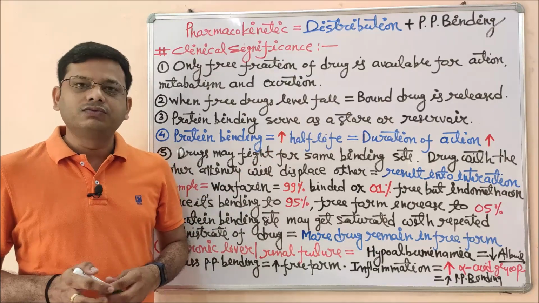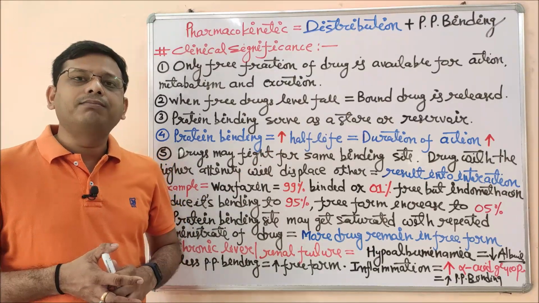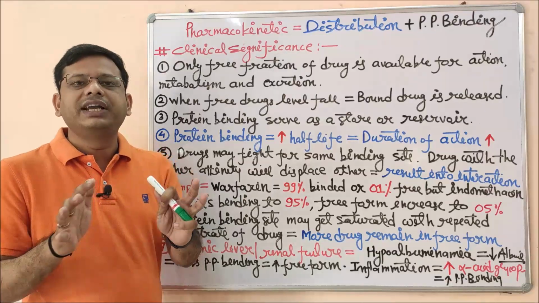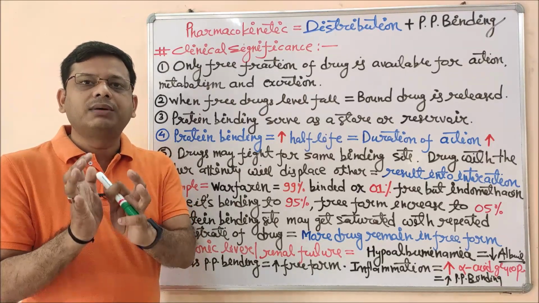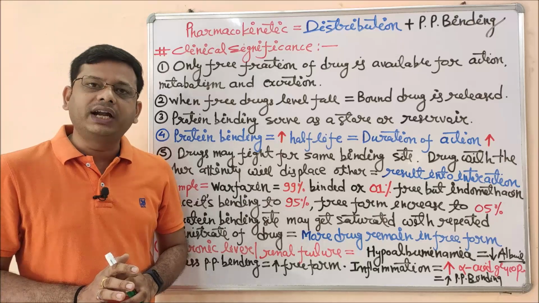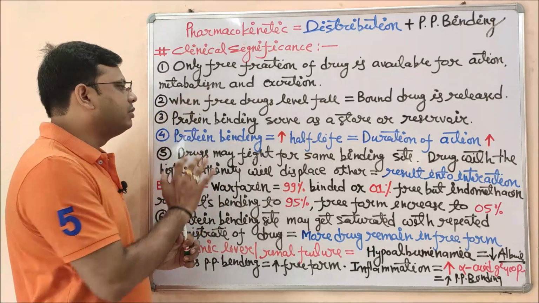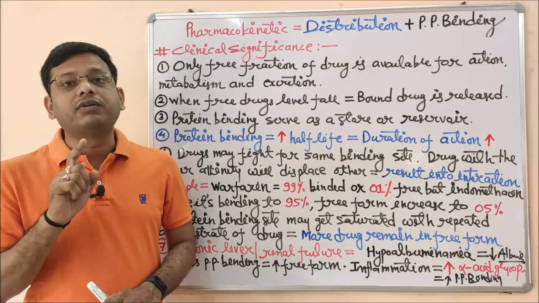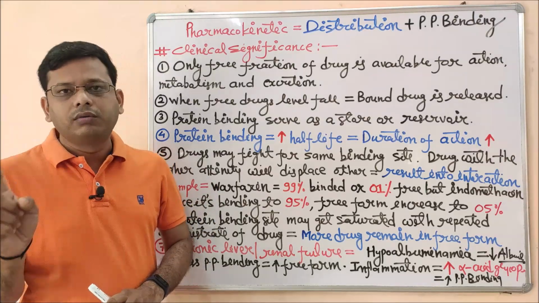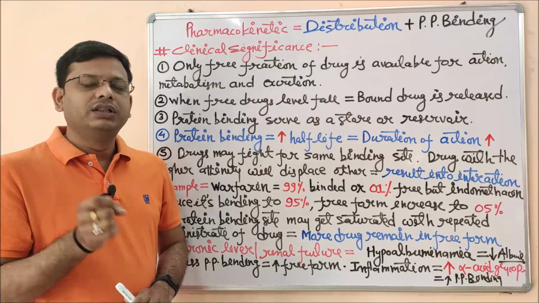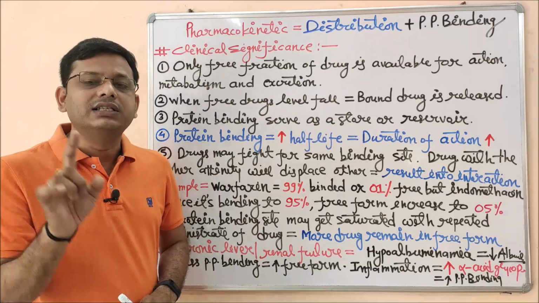Now next point, this is a very important one: protein binding serves as a store or reservoir. What is the meaning of that? See, if you have a large amount of money, you don't need any extra, so you put some of it into reserve so that in case of emergency you may utilize that money. In the case of plasma protein binding, if the drug is bound with the plasma protein, either acidic or basic, the drug will be stored. It will act as a reservoir for the drug.